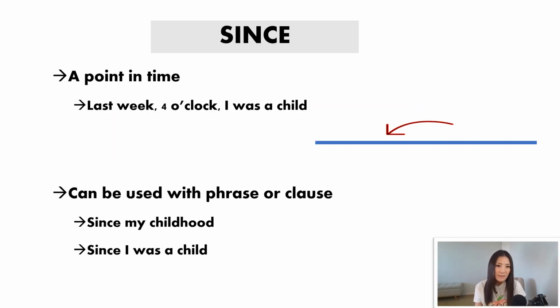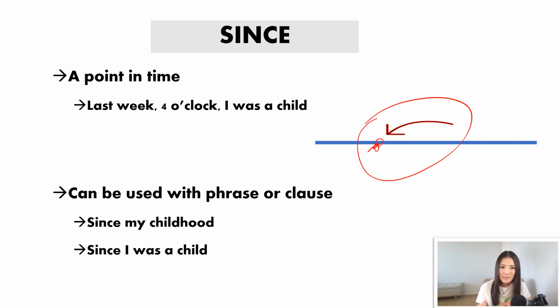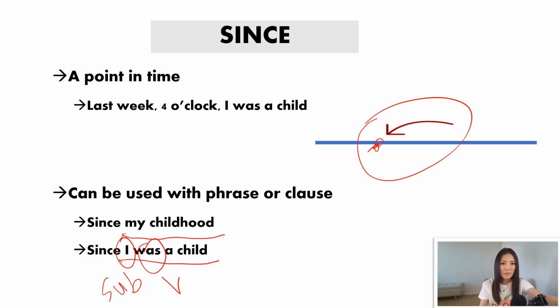Let's start with the pair since and for. When we use the word since, we are referring to a point in time in the past. So that point in time can be since last week, or since 4 o'clock, or since I was a child. So any point in time in the past. You can use this word since with a phrase like my childhood. Phrase just means that it's more than one word, but smaller than a clause. Or you can also use it with a clause. A clause means that you have your subject and a verb. So when you use the word since, you can use either a noun, a phrase, or a clause.